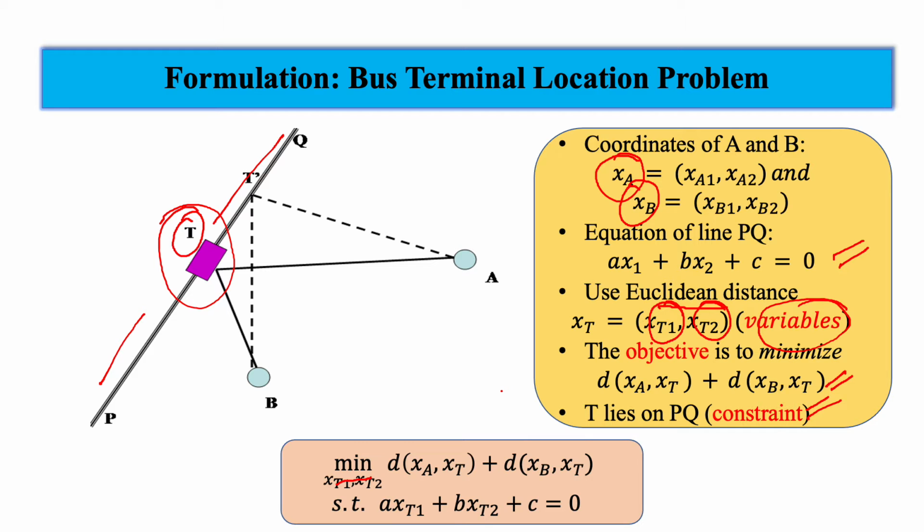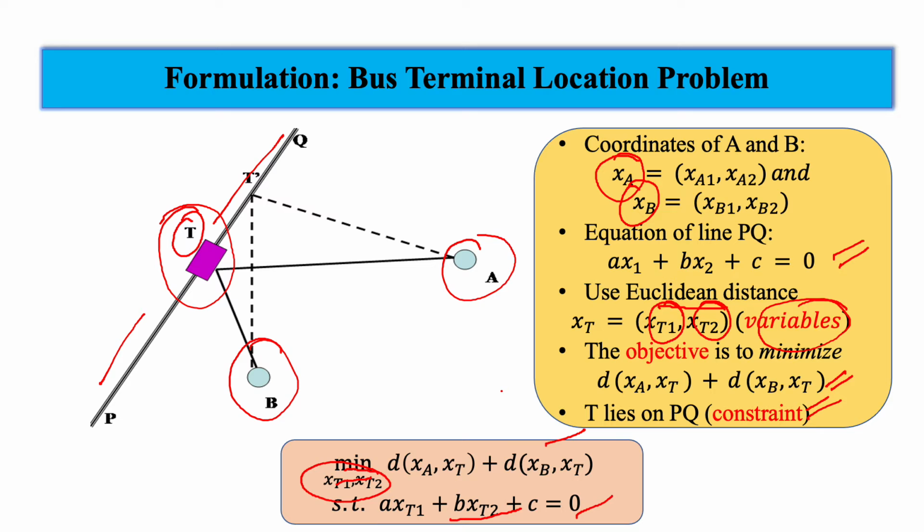So it should satisfy this equation a xt1 plus b xt2 plus c equals 0, and xt1 and xt2 are the optimization variables here, which are determined by the optimal value of them. This is determined by solving this problem, and this will give us the exact location of this bus terminal, which is convenient to the residents of the two cities A and B.